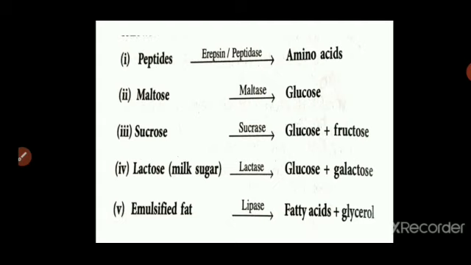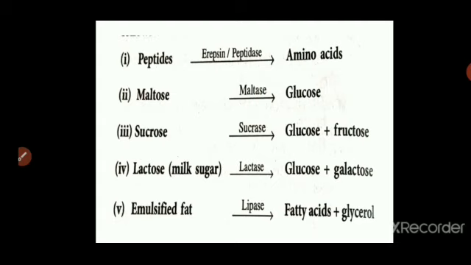Remember the first digestion, what has taken place? Proteins are broken down into peptides by the gastric juice. Now those peptides are the simplest form of proteins. So those are then broken down into amino acids, the simplest form of proteins, by the peptidase.